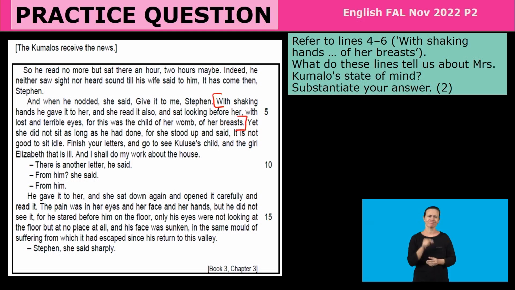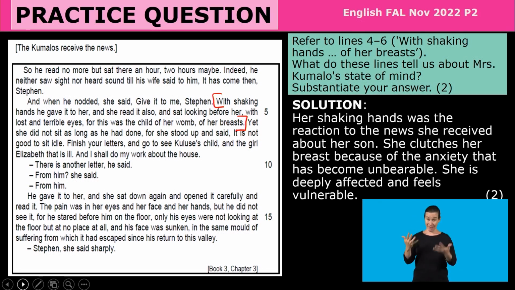It says, what do these lines tell us about Mrs. Khumalo's state of mind? Now, Mrs. Khumalo, the wife of Mr. Khumalo, who's lost their son Absalom, all right? He's arrested, he's in jail, because of his criminal activity. So what is her state of mind when she hears this news? Substantiate your answer. So let's look at our response quickly.